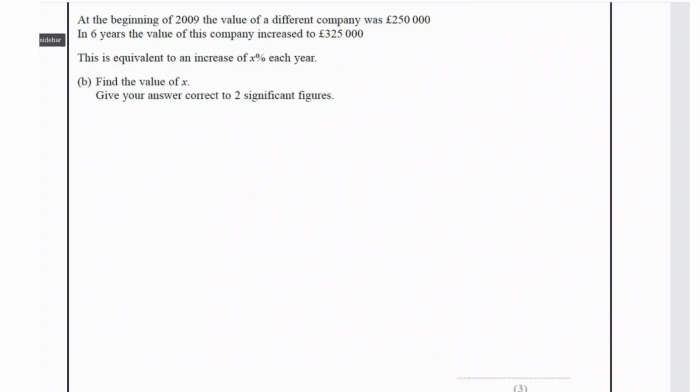The second part here, a different company had a value of 250,000 in 2009. In 6 years, the value increased to 325,000. So that's 250,000 times by our decimal multiplier. We don't know what that is. I'm not going to use X, I'm going to use Y because they're using X to represent the percentage. And that's Y to the power of 6 because it's 6 years. And we end up getting 325,000.